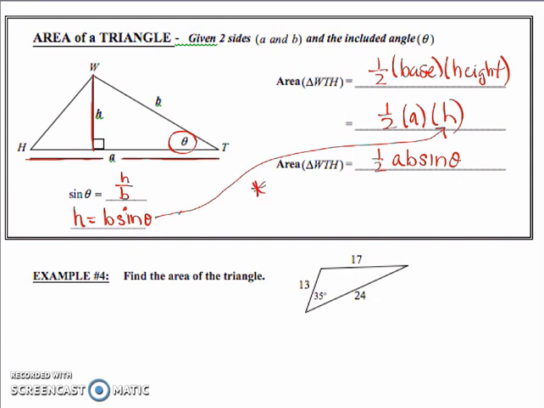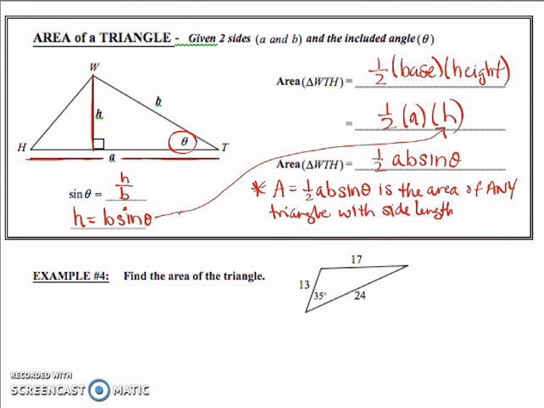Okay, so a little note here. Area equals 1/2 ab sine theta is the area of any triangle with side lengths a and b and included angle theta. Got to make sure that angle is between sides a and b. That's the most important part.